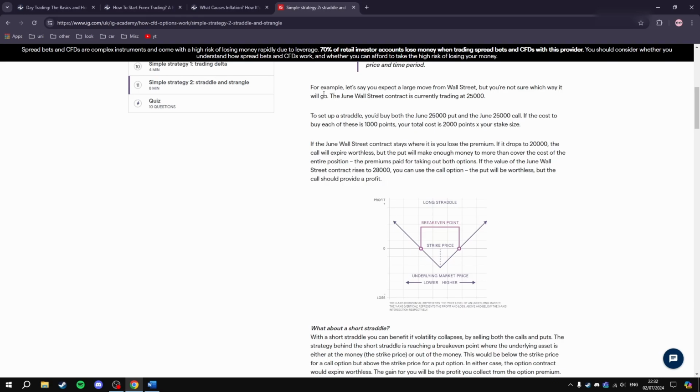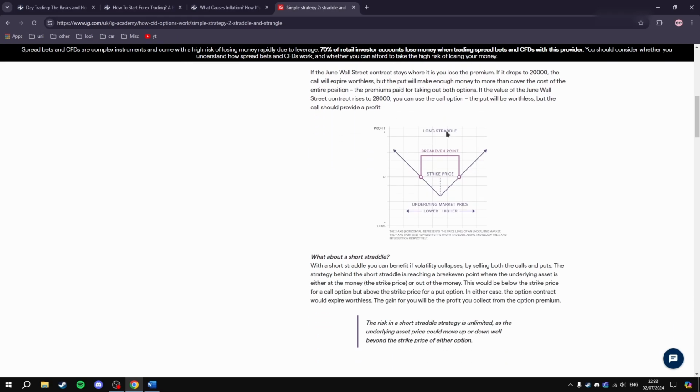What if it only rises to like 26,000? Would that be enough to cover? That wouldn't be enough to cover because your premium is 2,000 points. If it only moves up by 1,000, then yeah, it won't be enough to cover it. And if that's not enough to cover both, then you'll lose both your premiums. So yeah, both your premiums are at stake.